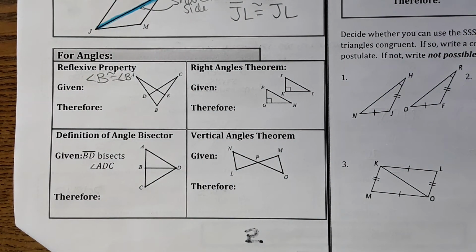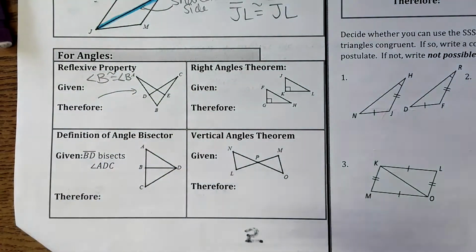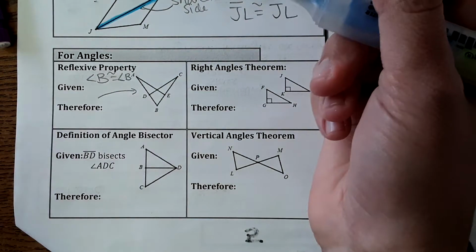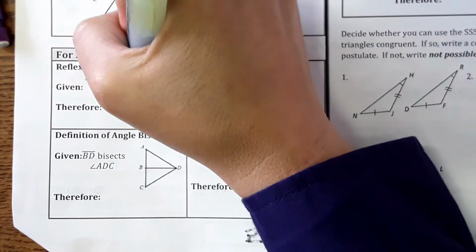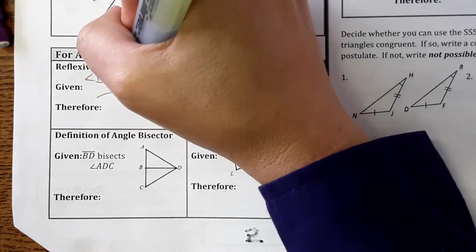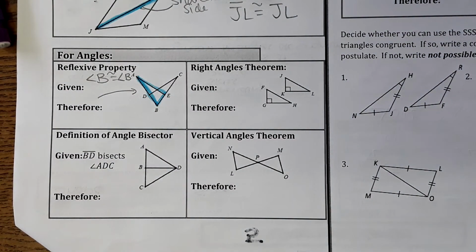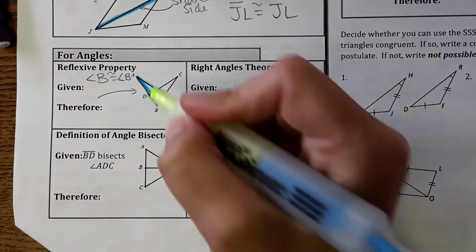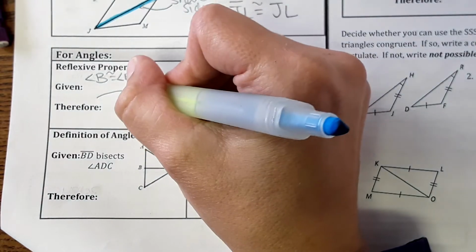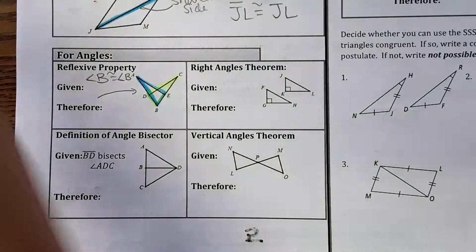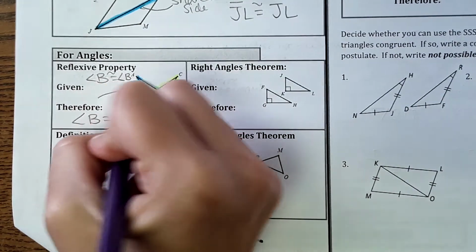So our given is actually this picture here. So what we have going on in this picture is saying angle B is equal to angle B, which, duh. But why it's saying that is because you have a triangle here, and then another triangle here, and these two triangles share that angle. So that's why it's saying angle B is equal to angle B.